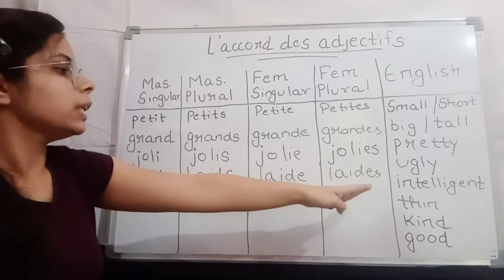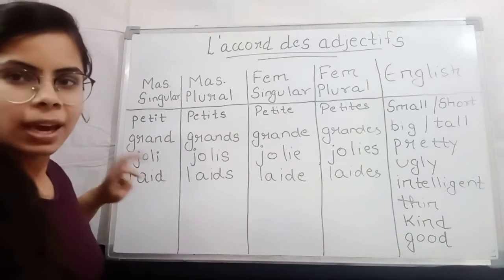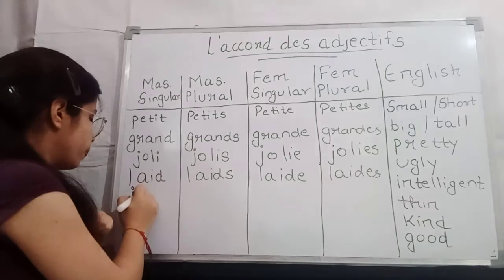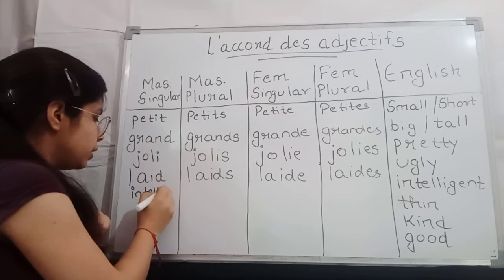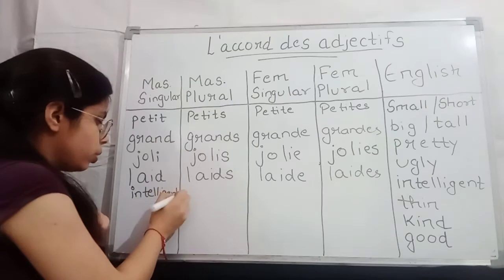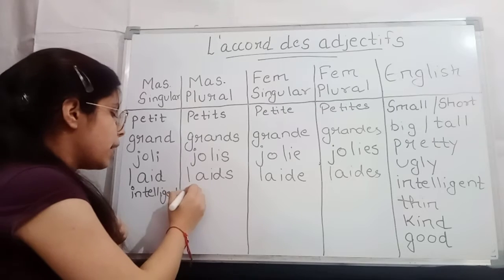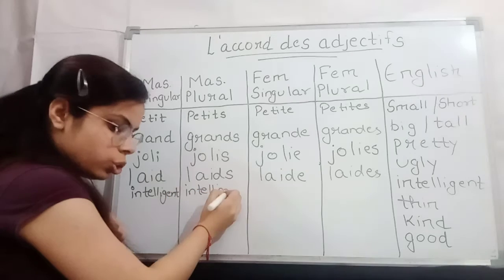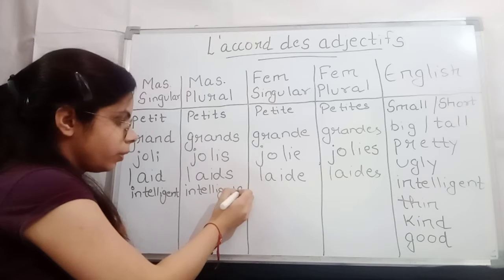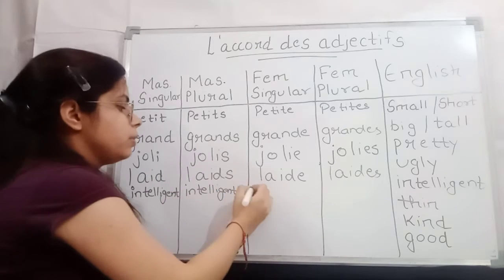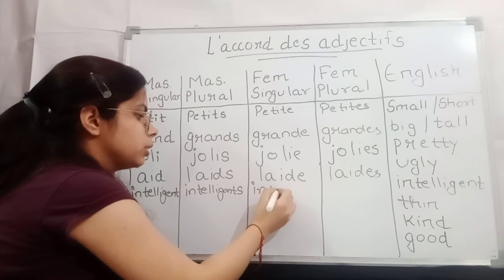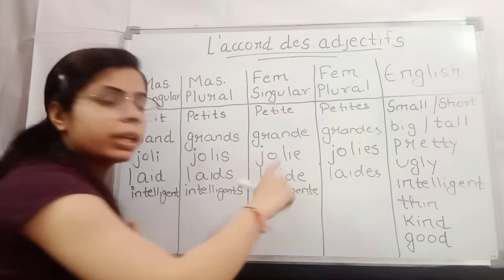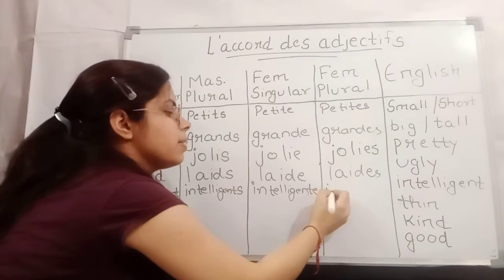And for the word intelligent, it is same as English. The pronunciation is different. Intelligent. To make it plural, just add an s. To make it feminine, just add an e. To make it plural, just add an s.